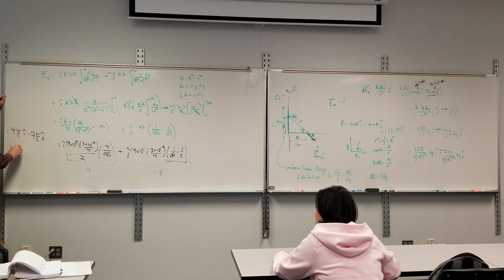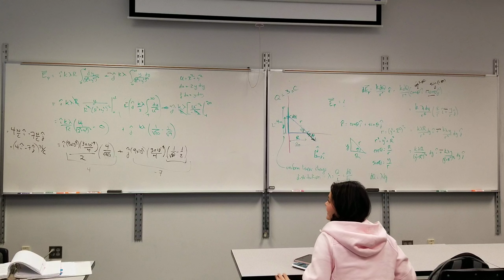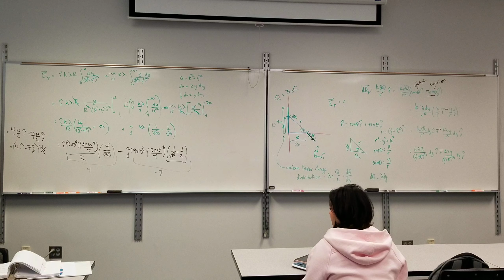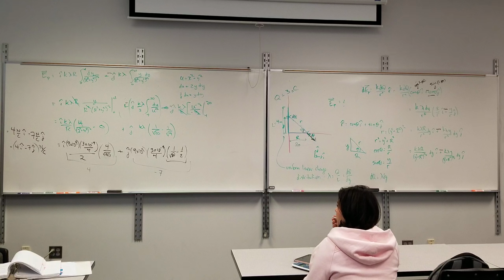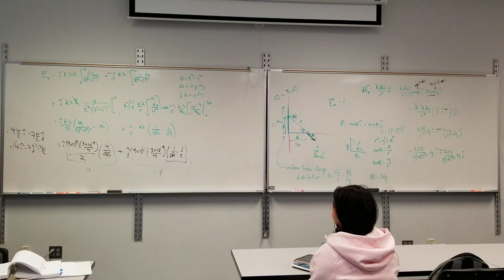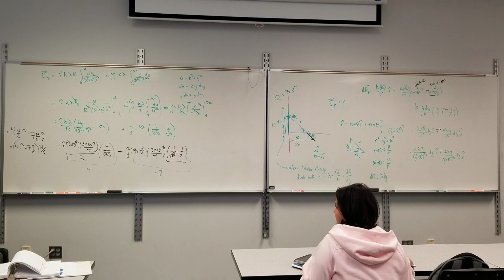Or I could write it as 4 I hat minus 7 J hat, parentheses around the whole thing, newtons per coulomb. If you only want to write the units once, don't forget the parentheses. And then if you wanted magnitude, we'd have to put that back into just one number. If I ask for the electric field strength, then you would use the Pythagorean theorem and figure out what the magnitude is. The electric field strength is just the magnitude. Okay.